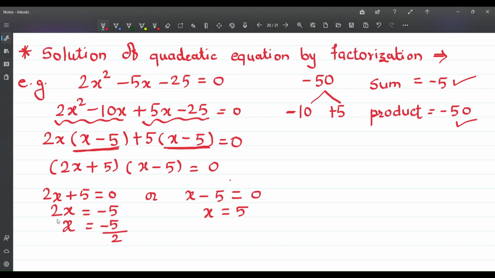Similarly here x is equal to, this minus 5 becomes plus 5. Therefore we have two values of x like this: x is equal to minus 5 by 2 or x is equal to 5. Okay, thank you.